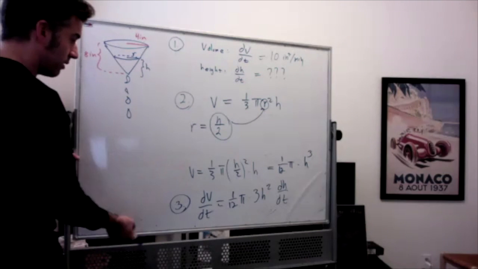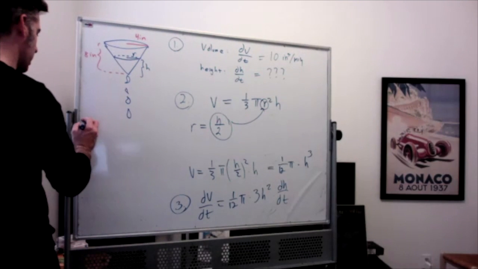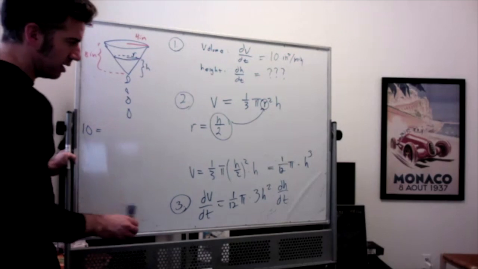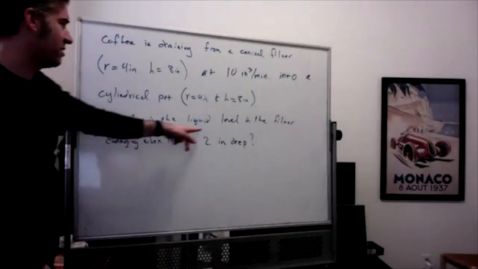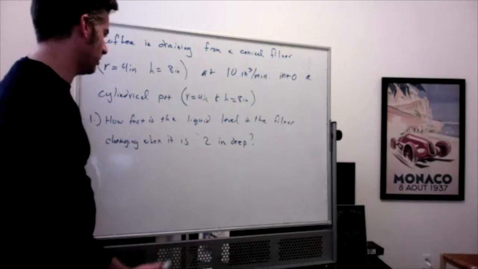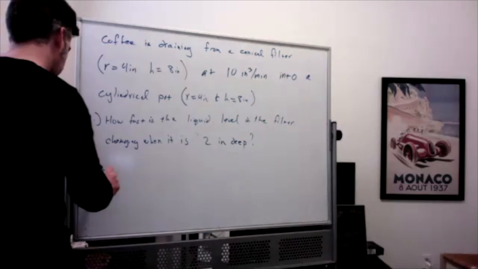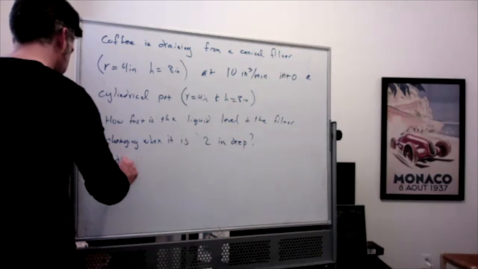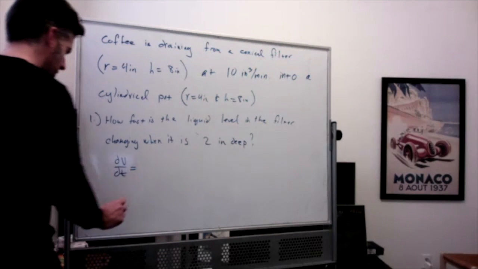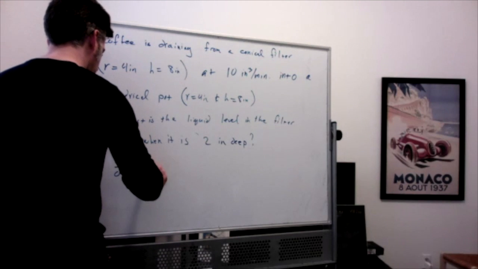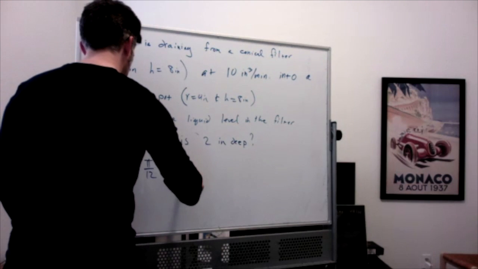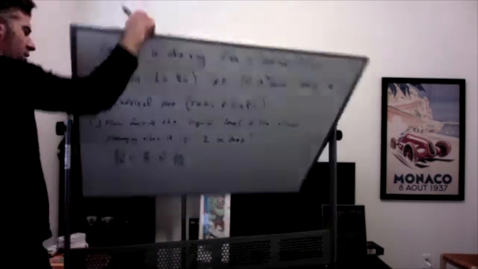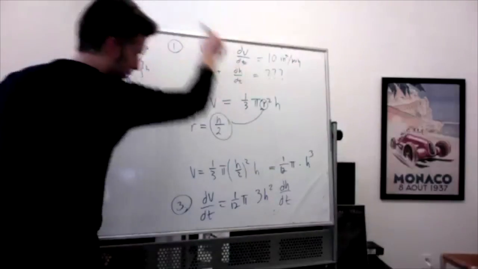So, plugging in for what I know, dV/dt is 10. And what is h? The question is how fast the liquid level is changing when it is 2 inches deep, so h is 2. So we say that dV/dt equals pi over 12 h squared dh/dt. I think I missed a 3 there. I sure did. There was a 3 there.